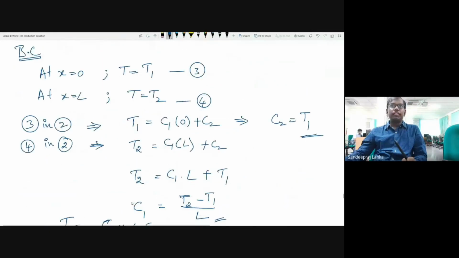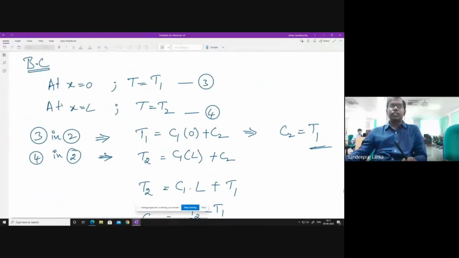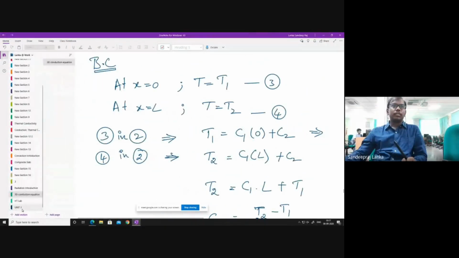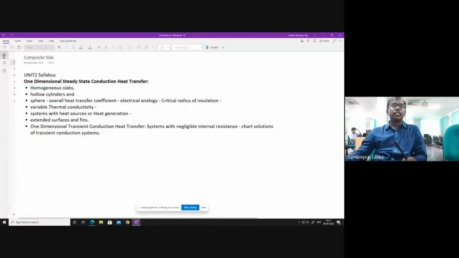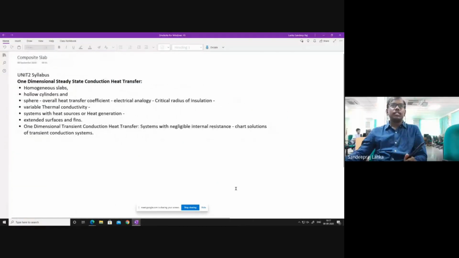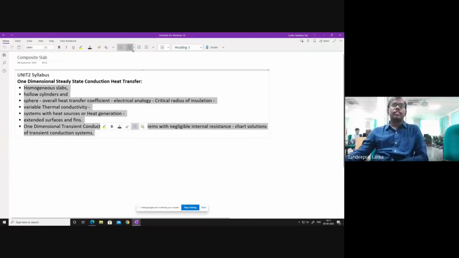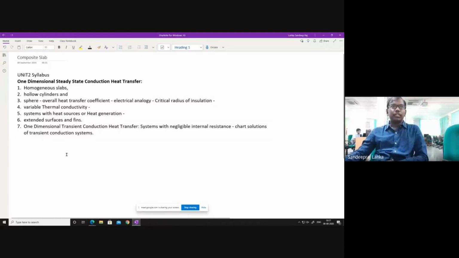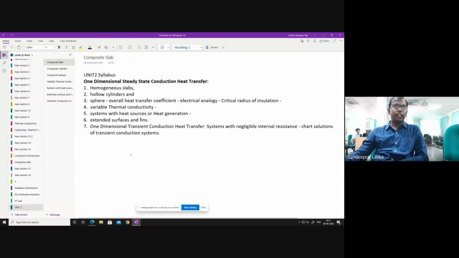Now we will move on to unit 2. Coming to unit 2, this is how your syllabus is. You have 7 topics in unit 2. There are 7 different topics.